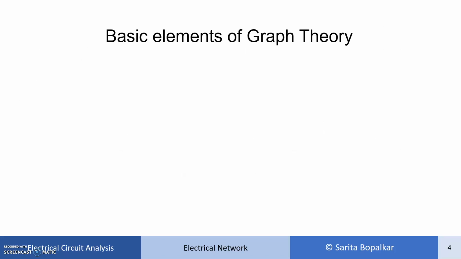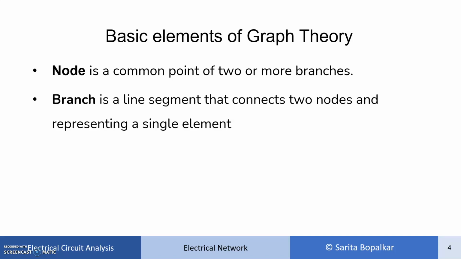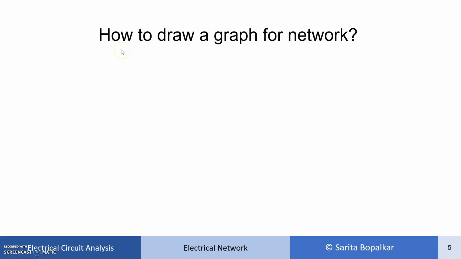Basic elements of graph theory. The first element is node. A node is a common point of two or more branches. And the second element is branch. A branch is a line segment that connects two nodes, and most important, it represents a single element of a network or circuit.